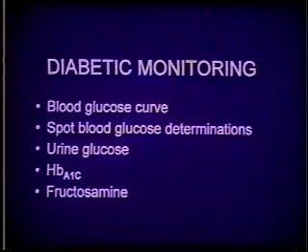Spot blood glucose determinations are highly inaccurate for getting a feel for what the animal is doing throughout the day. Urine glucose is a semi-quantitative parameter that we can use to get a feel for what the patient is doing at home. Ideally, we would get those urine samples on a morning and afternoon basis.